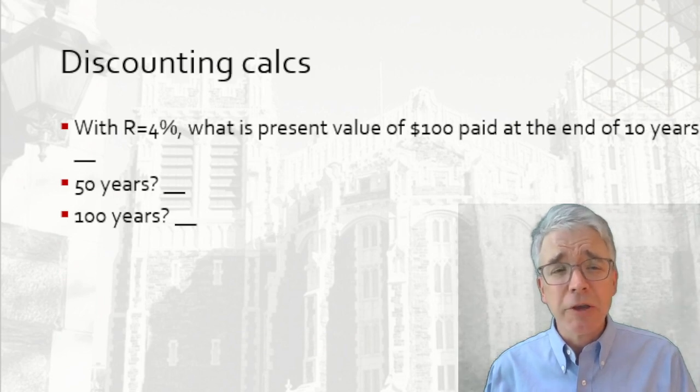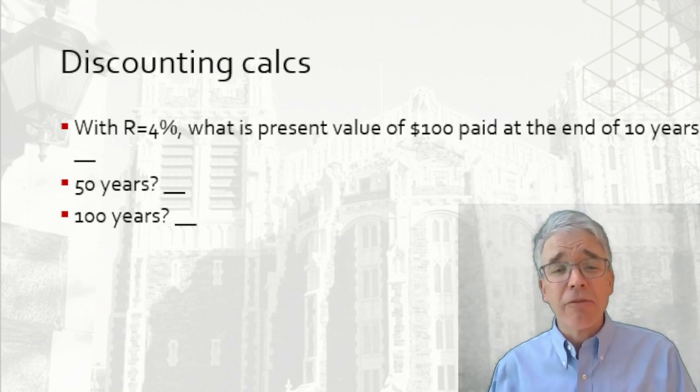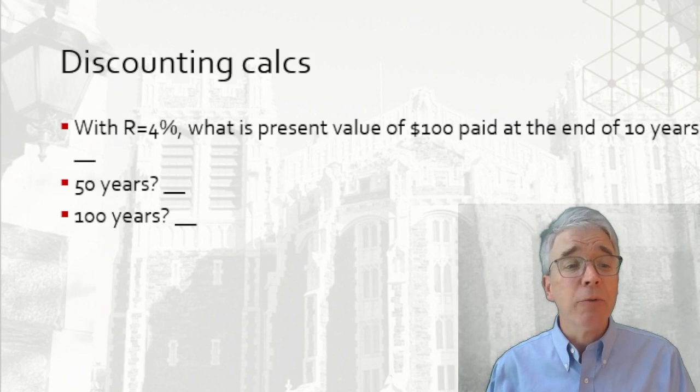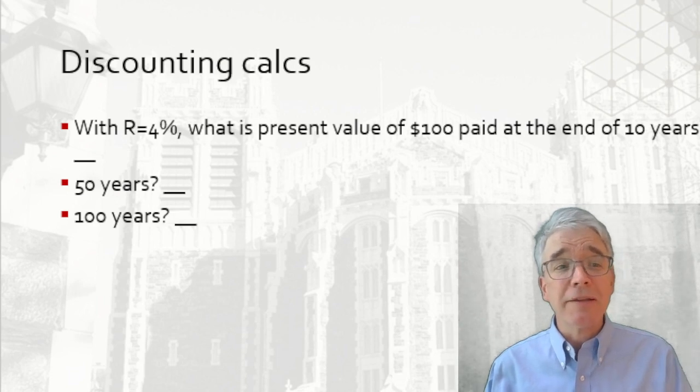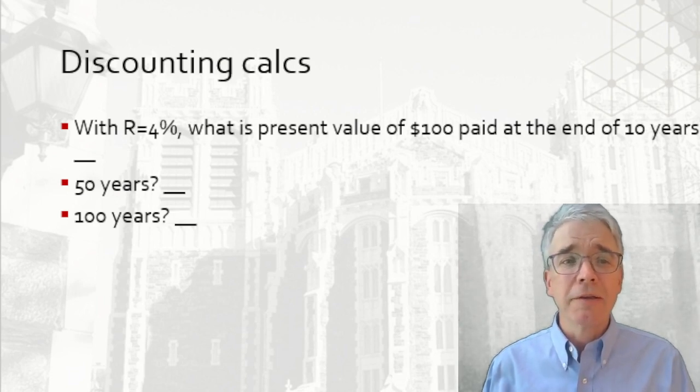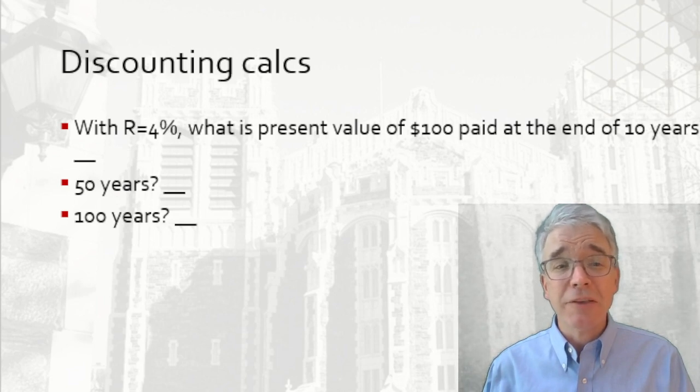You should pause the video and do these problems now. If R is 4%, what's the present value of $100 paid after 10 years? We know it'll be less than $100 because $100 to be paid in 10 years just isn't worth $100 today. I can put some money in the bank, get 4%, let that compound for 10 years. That's less than $100. What's the present value of $100 paid at the end of 50 years at an interest rate of 4%? What is the present value of $100 paid at the end of 100 years at 4%?